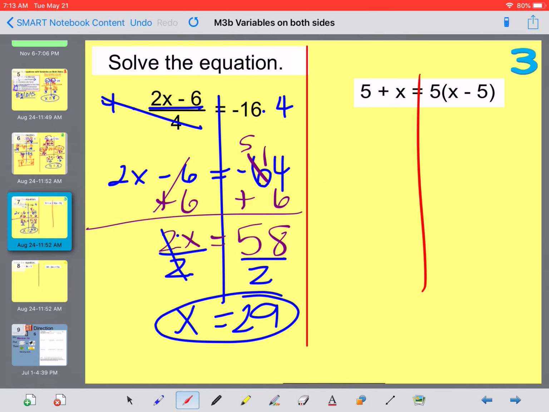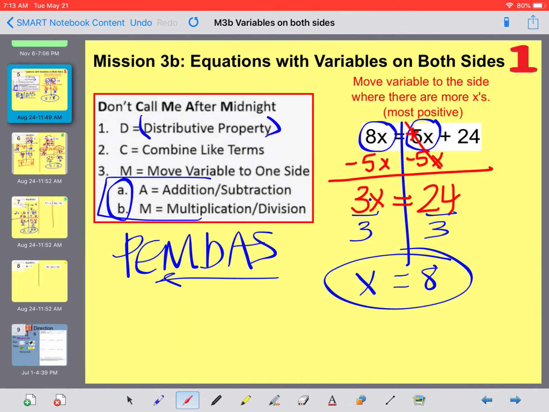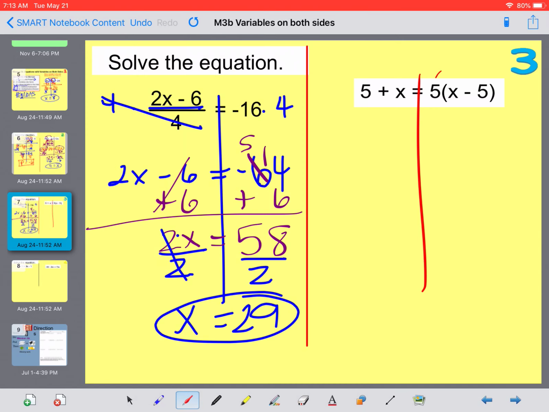Alright, last one. All we have are x's and 5's. But we need to still follow our steps. We're going to distribute first. I'm going to just multiply like this. If you want to draw your box, you can. 5 times x is 5x. 5 times a negative 5. 5 times 5 is 25.